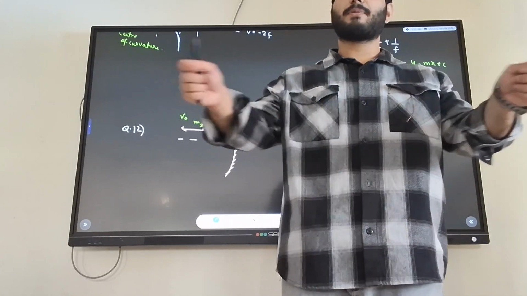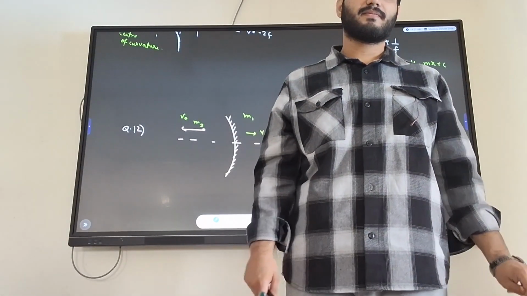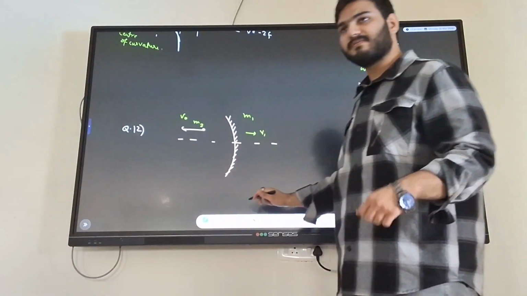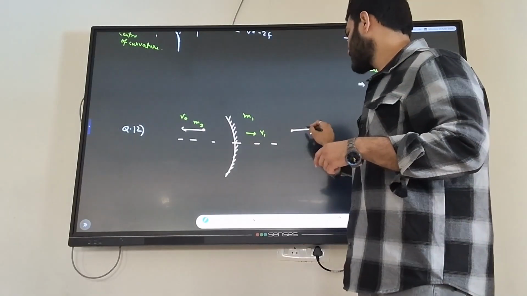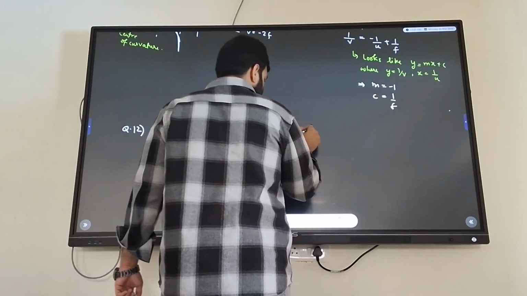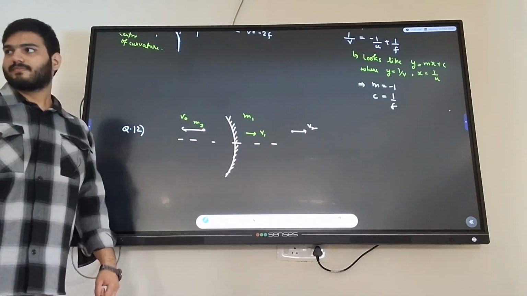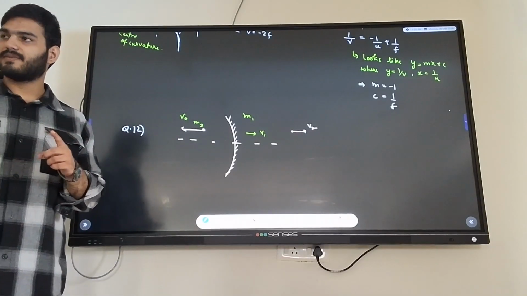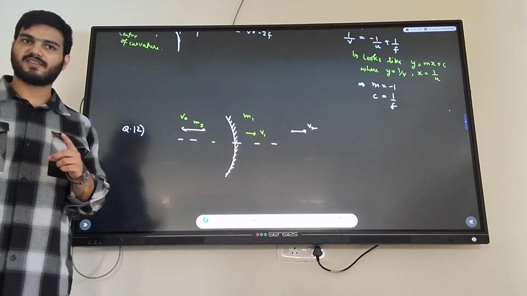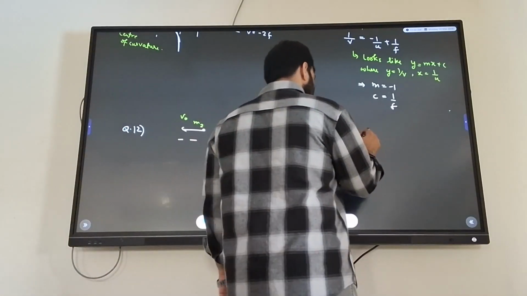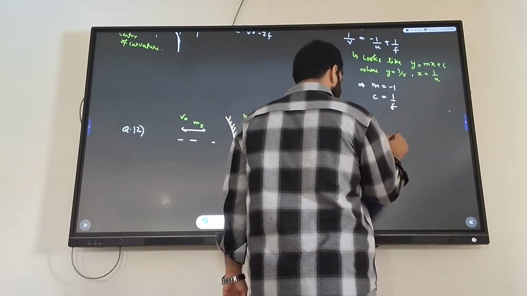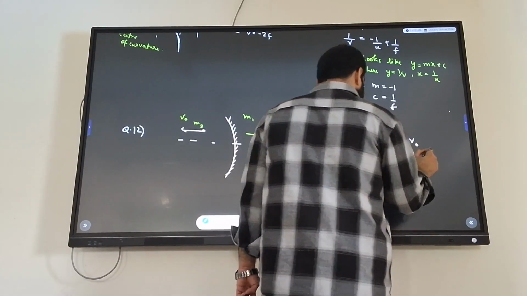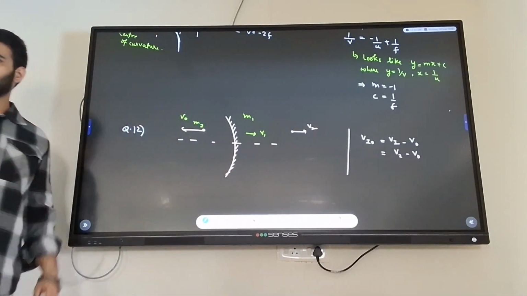Then for separation, do I have to subtract or add? Subtract, right? The image movement will be in this direction. Let's say the image velocity is v2. Then at the end, you have to find the separation speed, meaning relative velocity. What is that relative velocity equal to? Velocity of image with respect to object, that's velocity of image minus velocity of object. That will be v2 minus v0. I have to find that.